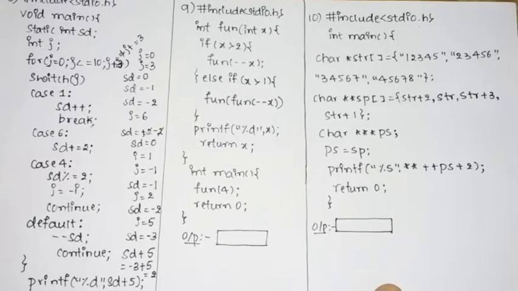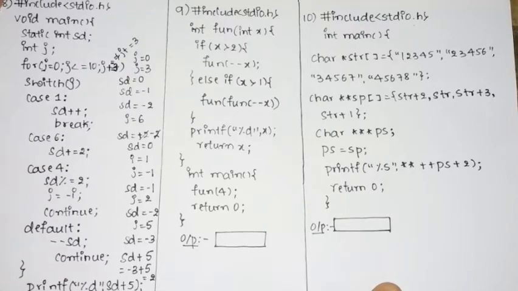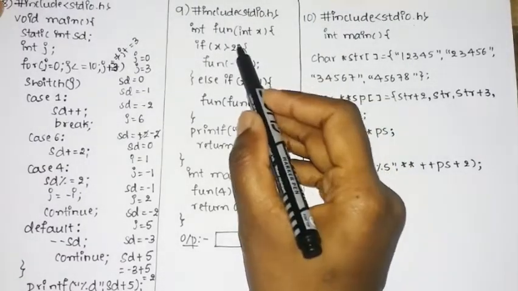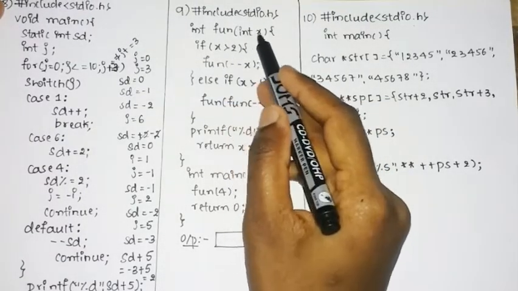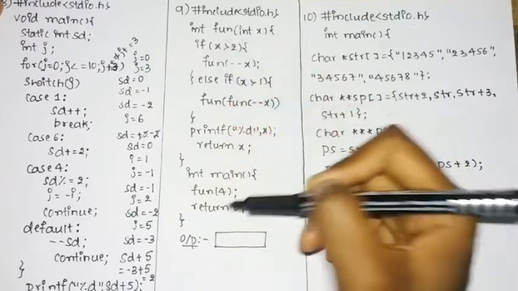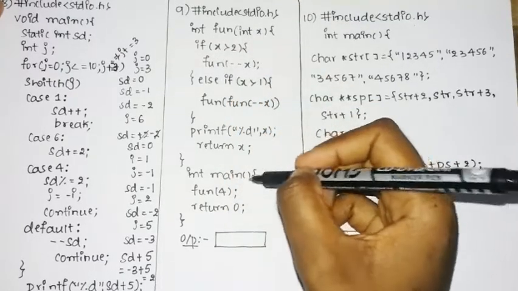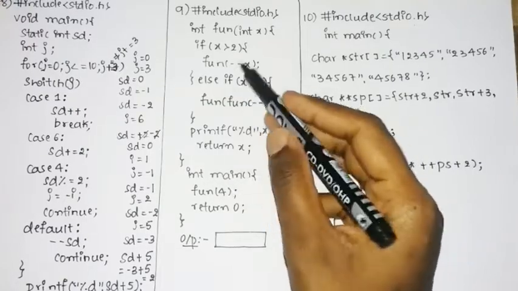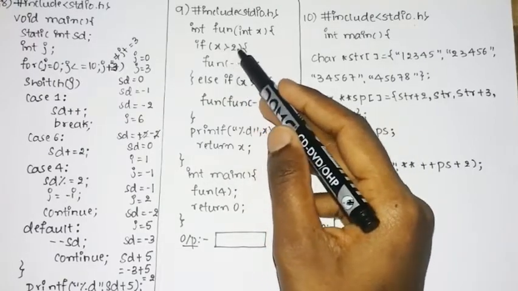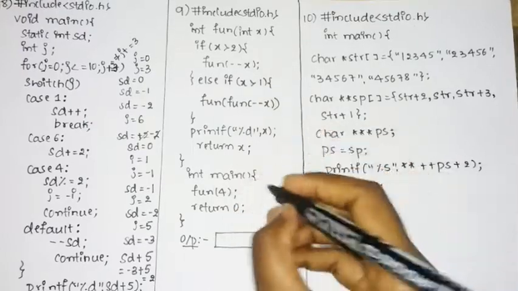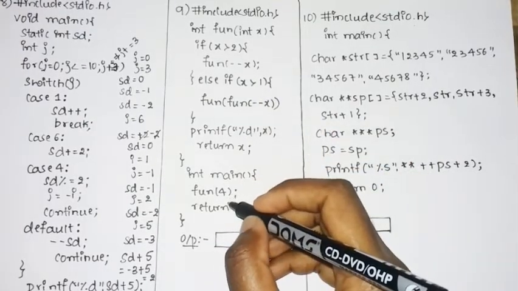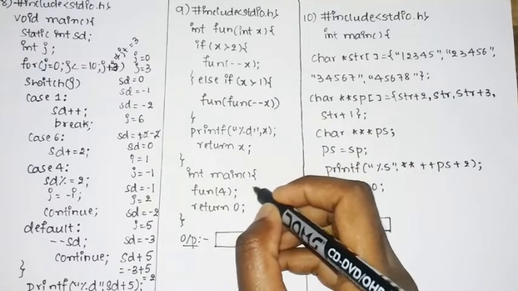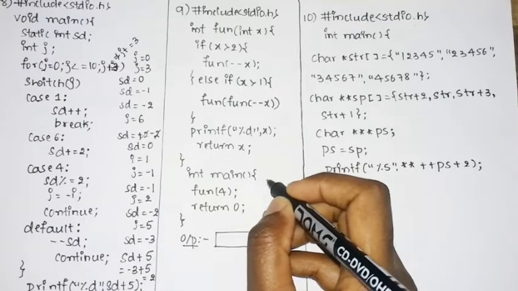So next, similarly we shall consider the 9th programming question. Again here you are going to call the function int function of int x. First you are going to start with the main loop, function of 4. You can see function of 4, like 4 is greater than 2. In this case it is calling the function 4 times: first time, second time, third time as well as fourth time.